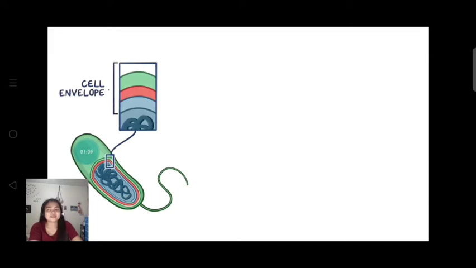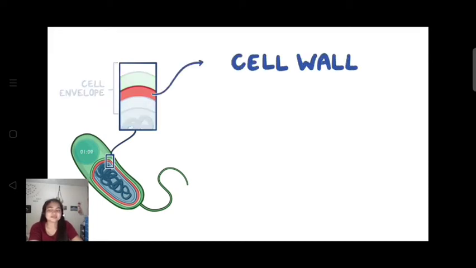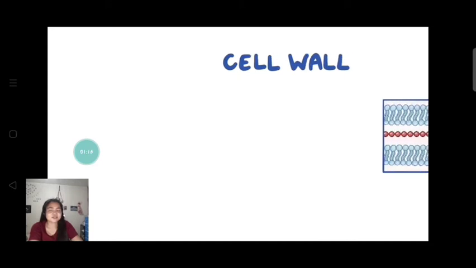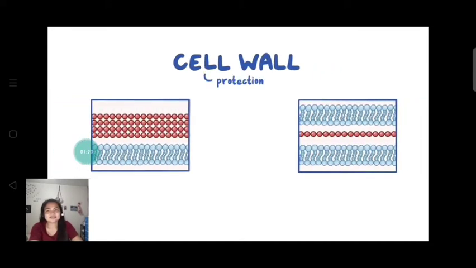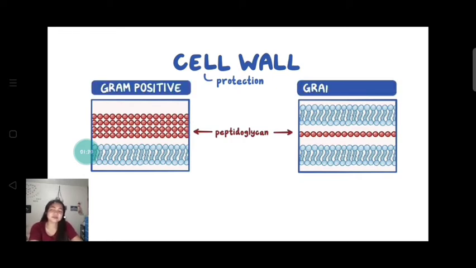Let's start with the cell wall. The cell wall is found on the outer surface of the cell membrane. Its most important role is to protect the bacteria. It consists of peptidoglycan, which usually helps differentiate whether the bacteria are gram-positive or gram-negative.